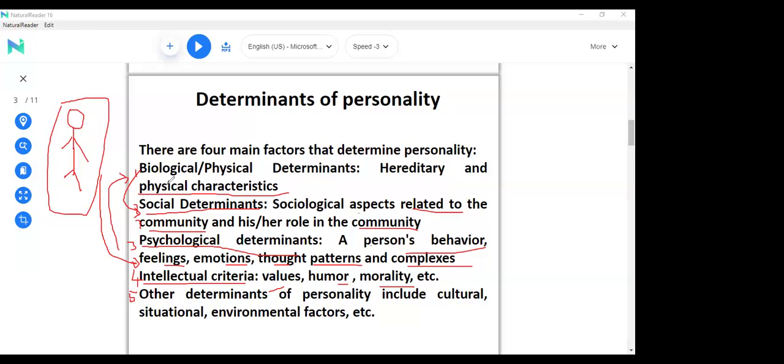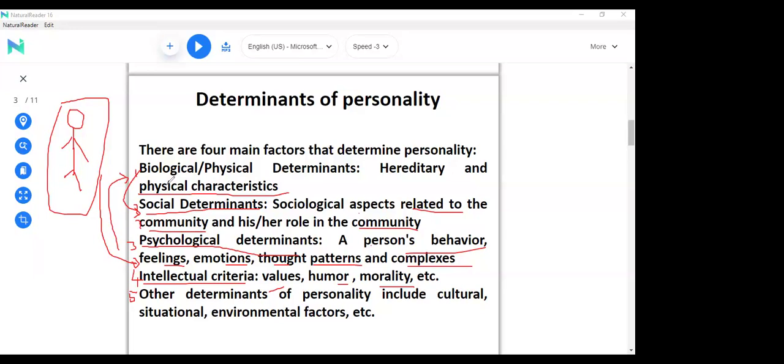Then, my dear student, when we study, we have to study these 5 topics one by one, as separate concepts. That means concept-wise we have to study separately what is the meaning of biological characteristic, what are the social determinants, what are the psychological determinants, what is the intellectual criteria and other determinants. But it's like a chain, sometimes individual.